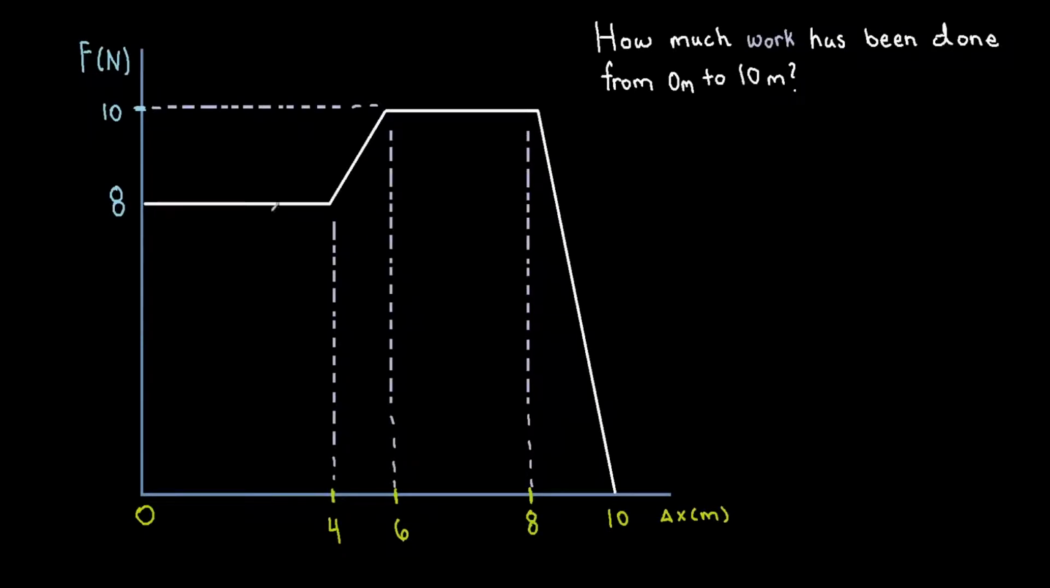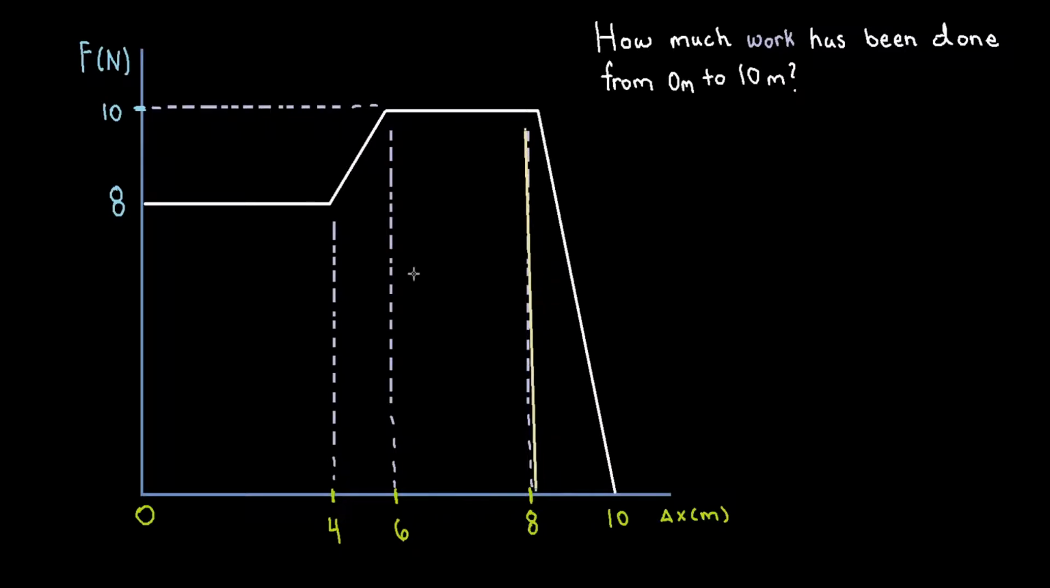In this problem, we're given a force versus displacement curve. And we want to know how much work has been done from 0 meters to 10 meters. And we're going to assume that the force and displacement vectors are in the same direction so that our angle is 0. So the way to solve this problem is to break up our curve into basic geometric shapes. There are many ways we can break up our curve, but I'm going to break it up in the way I think is easiest. So we're going to have a triangle.